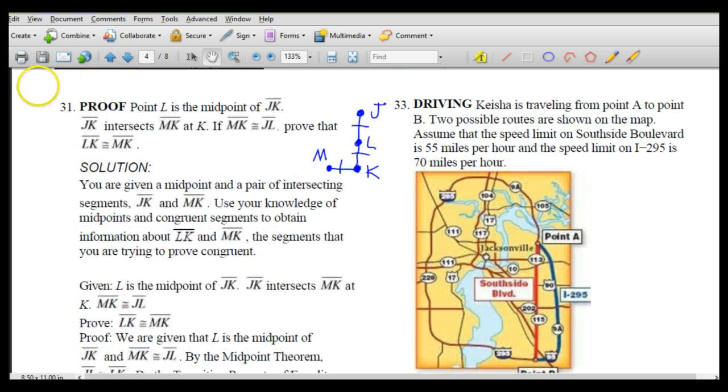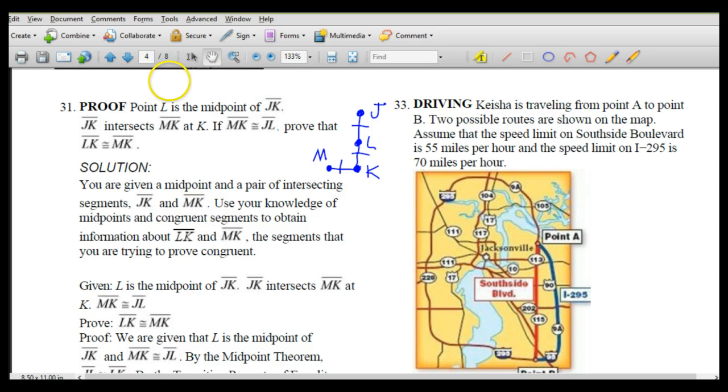All right, number 31, we want to write a proof. Point L is the midpoint of JK. So you can see on my diagram, these two segments are congruent. That's what those marks mean.